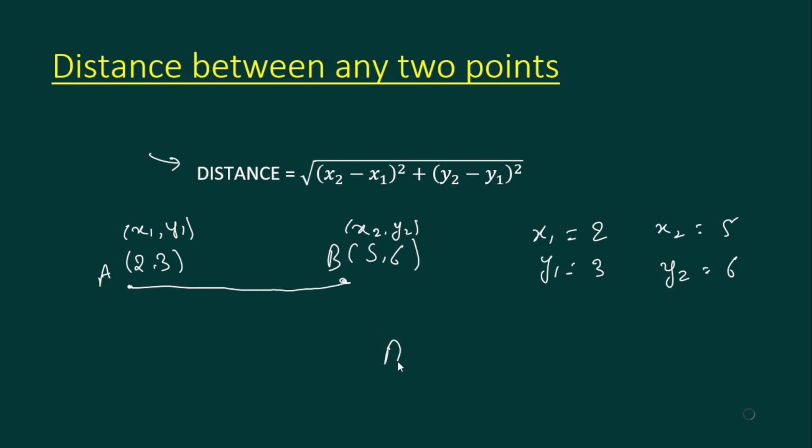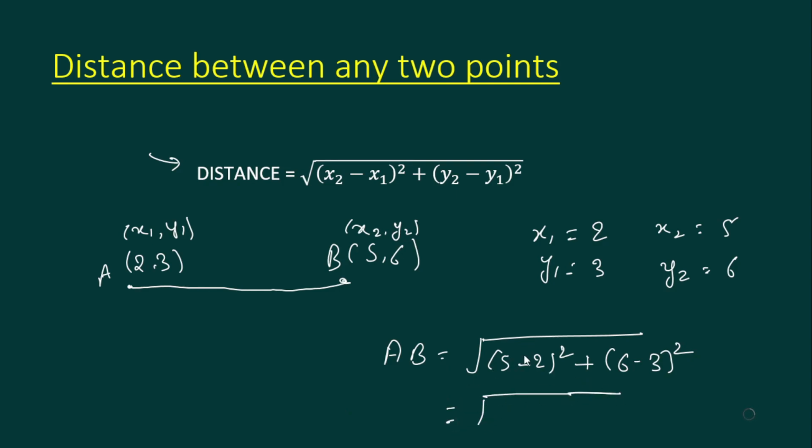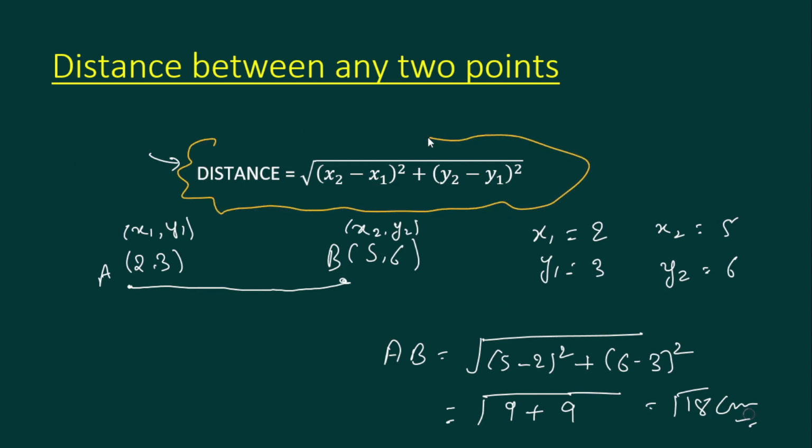So distance AB will be nothing but the root of (x2 minus x1) square plus (y2 minus y1) square, so 5 minus 2 square plus 6 minus 3 square. When you calculate, that will be our distance. So it will be 3 square 9 plus 9, and that is root 18. So this is our distance. This is how we use this formula to find the distance between any 2 points.